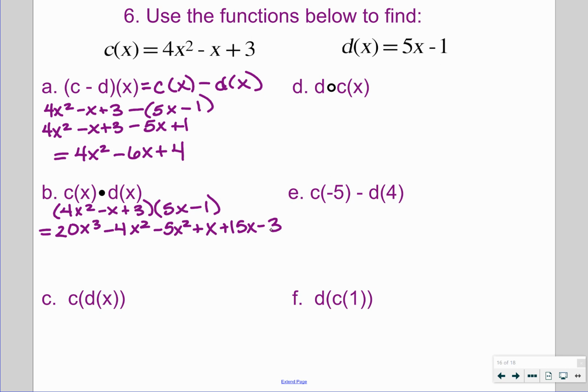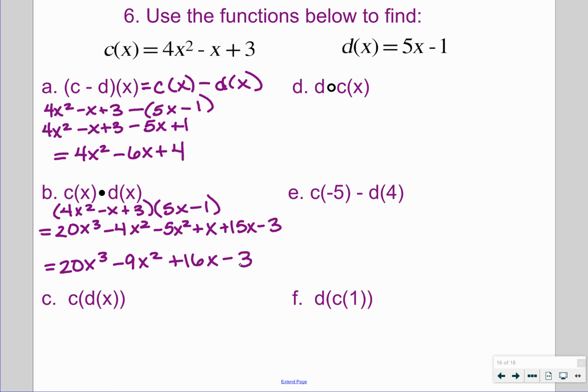And then again, combine your like terms. Final answer, 20x to the third minus 9x squared plus 16x minus 3. Okay. All right. Letter C.